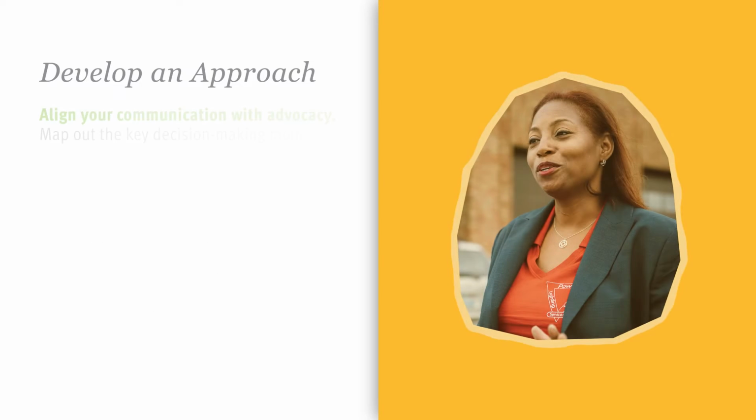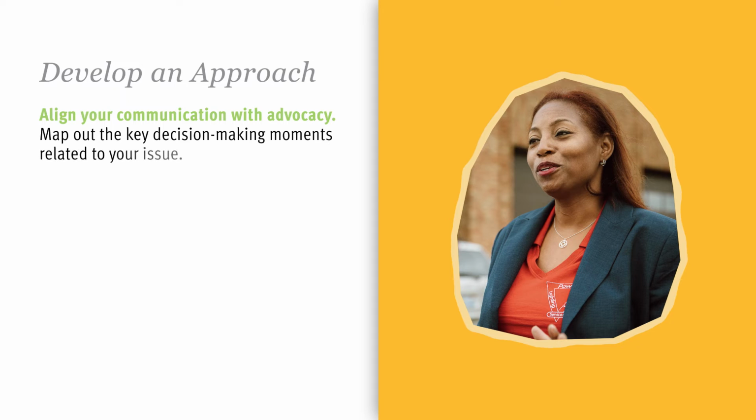Align your communication with advocacy. Map out the key decision-making moments related to your issue. Is there a city council committee that will be reviewing the proposed policy? Are there specific hearings or times for public comment? Does the department have a specific time period to make a decision? It will be essential to determine what types of audience engagement are necessary during these opportune moments to be influential. You don't want to be too early or too late with your communication.